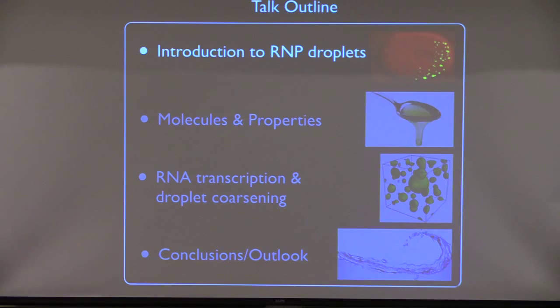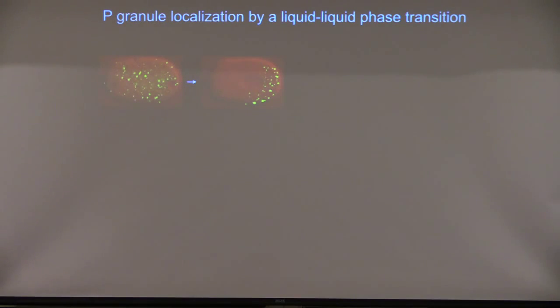And so first, an introduction to these droplets. I've already given you the high-level introduction. I showed you a picture of these germline P granules, which are localized to the posterior of the C.